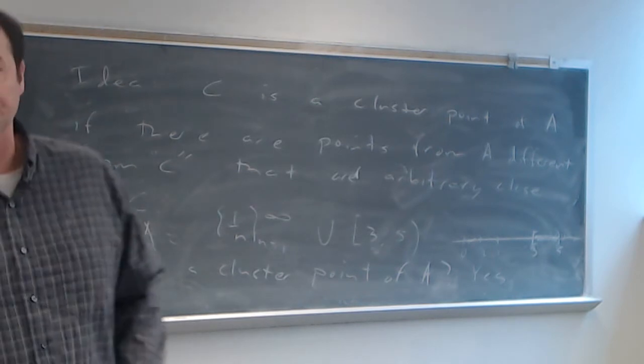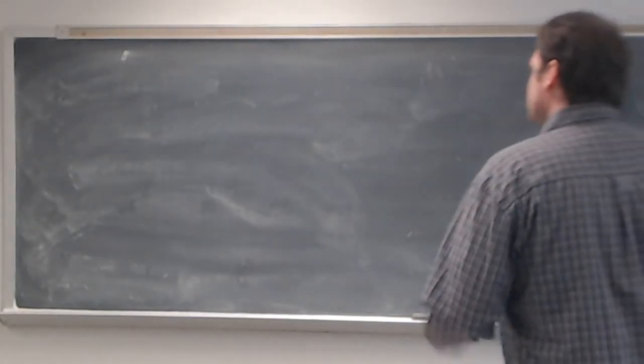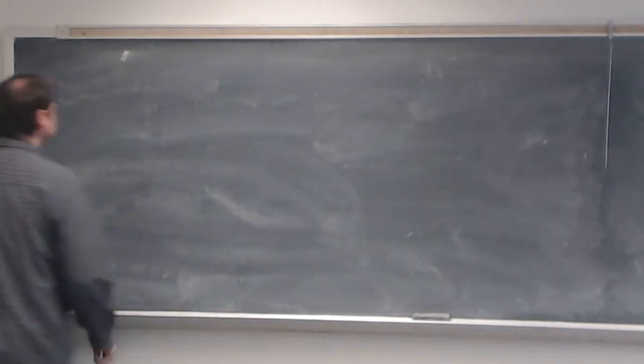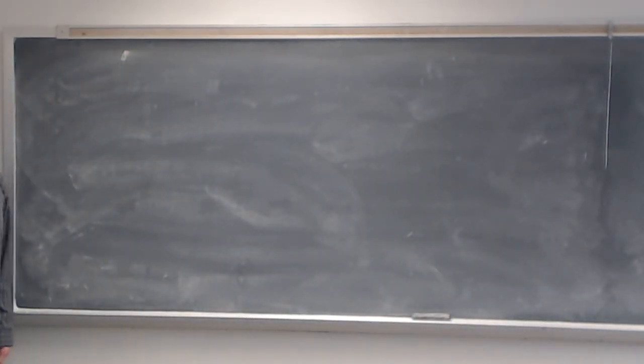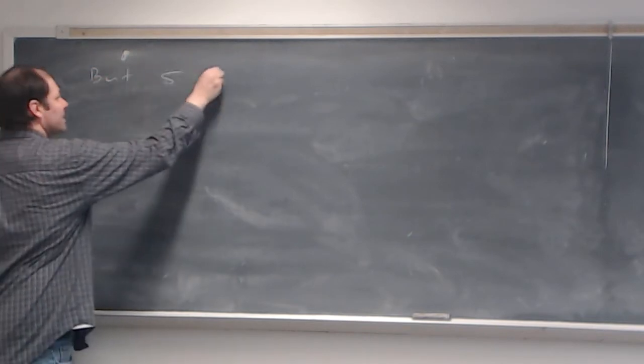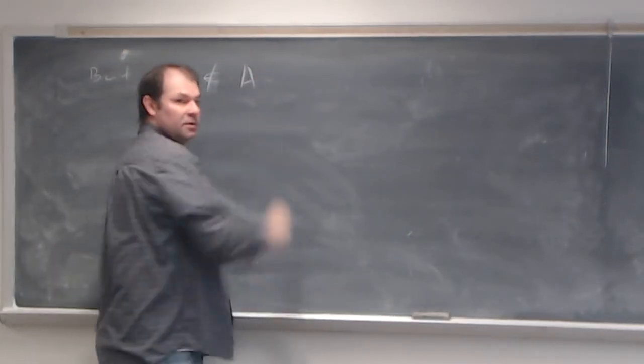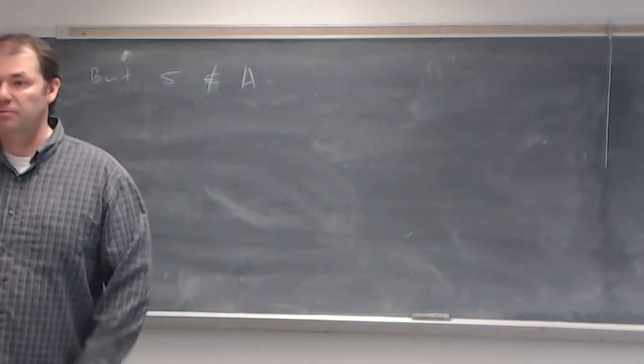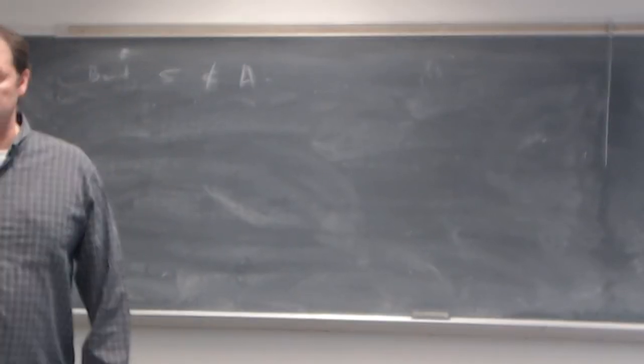Let's do some more. One thing I want you to know is I said 5 was a cluster point of A, but let me also note here what's kind of an interesting aspect of 5 for this example A. 5 is not an element of A. So you can be a cluster point of the set without being in the set.